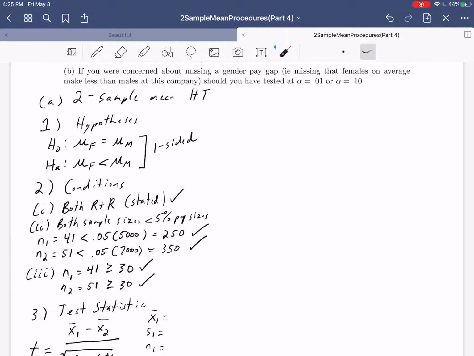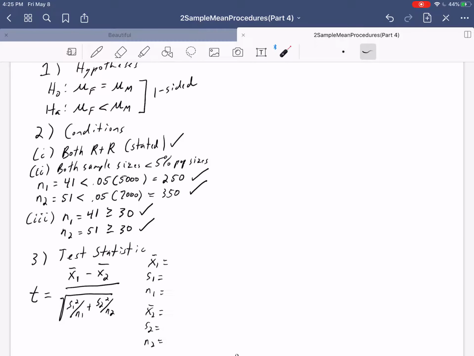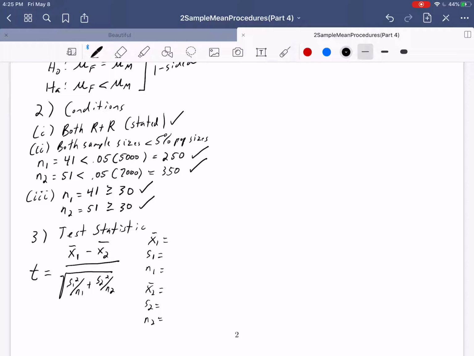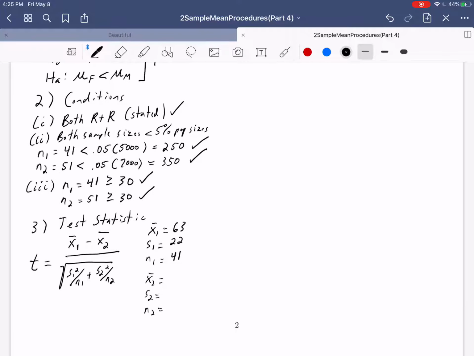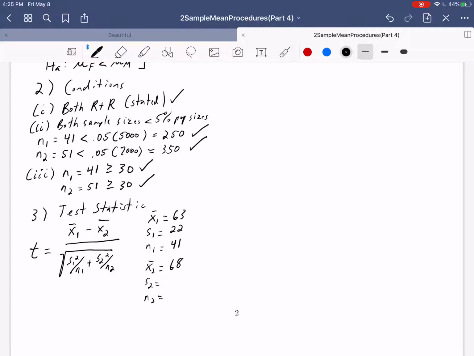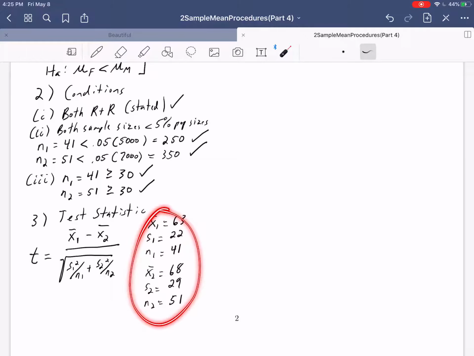So the average for females, it looked to be, they had an average value of 63,000 with a standard deviation of 22,000. It's okay to just carry that as 63. You don't need to put it as 63,000 since everything had units of thousands of dollars. So their average was 63 and their standard deviation was 22, and we know the sample size for women was 41. For males, the average was 68, standard deviation was 29, and the sample size was 51. So there's our information there.